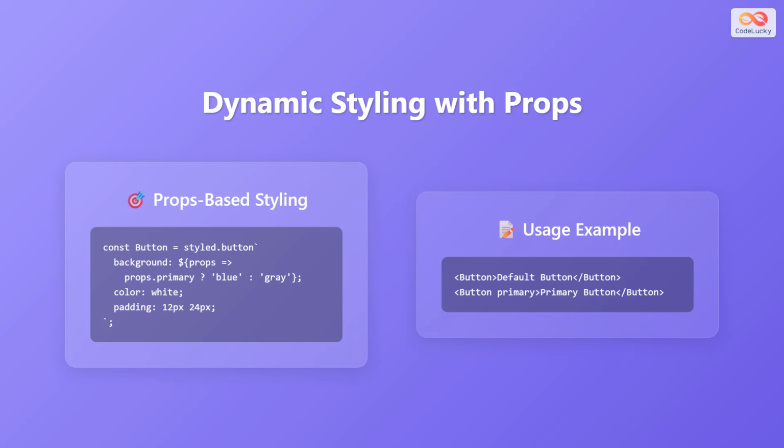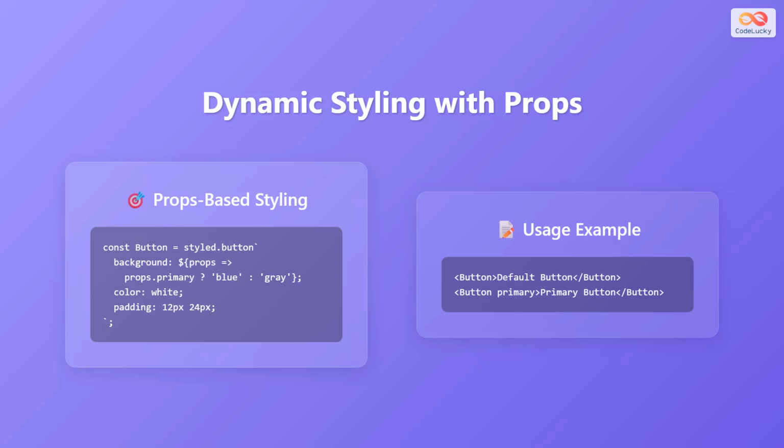Styled components allow dynamic styling based on props. The styling adapts based on component properties. Here's how you can implement it. Within your styled component definition, you can access props to modify styles dynamically. For example, const Button = styled.button, backtick, background: ${props => props.primary ? 'blue' : 'gray'}, backtick. This sets the background color to blue if the primary prop is true, otherwise it defaults to gray.